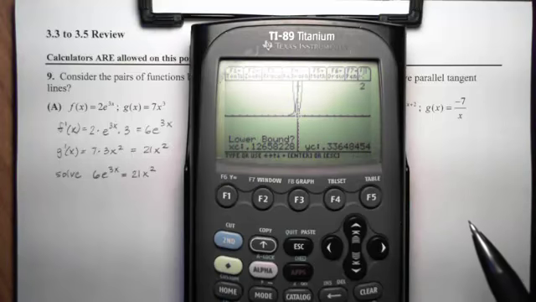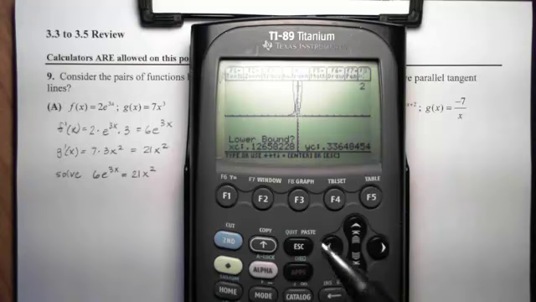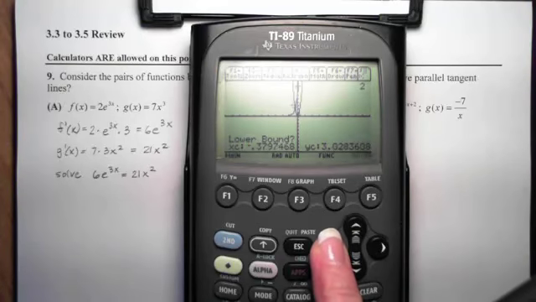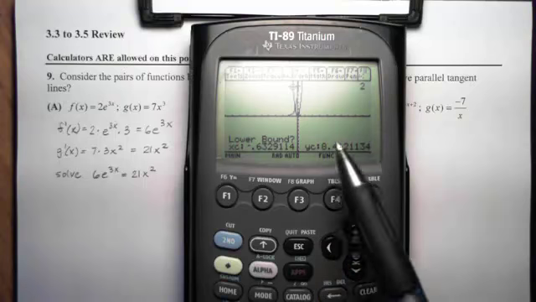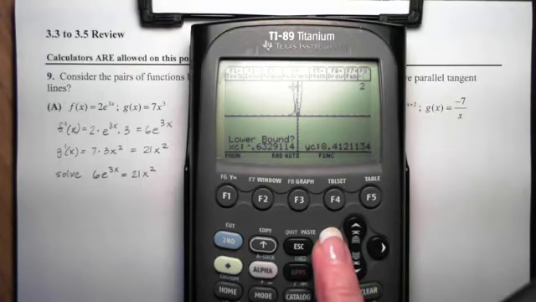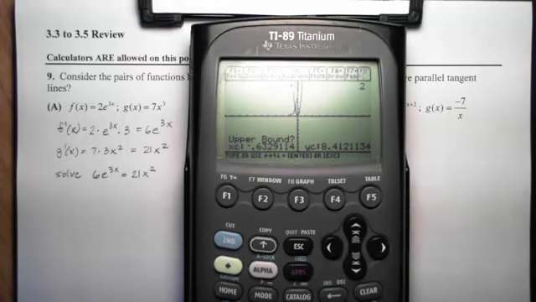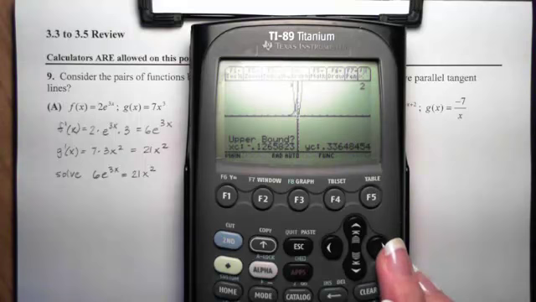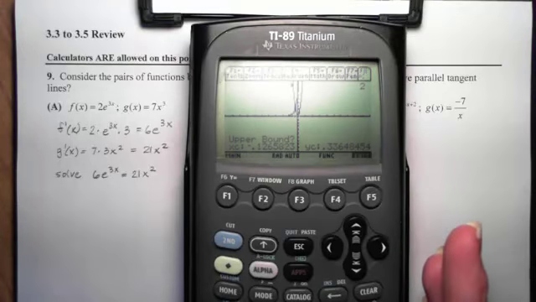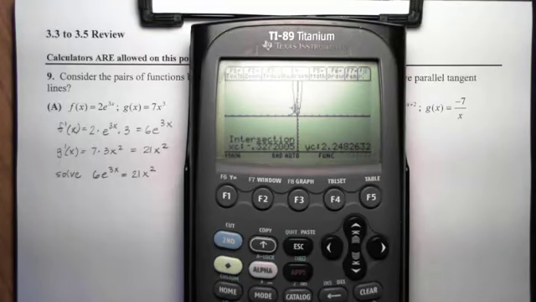Now, what's a little different is that on the 84, it will ask for the guess, and here it just asks for the lower bound. So lower bound means we need an x value that is less, that means further to the left, than the intersection. So I move past that intersection using my arrow buttons. There I'm to the left, I can hit enter, and then it asks for an upper bound. So that's someplace on the right of the intersection. So I move to the right of it and hit enter, and then it will find it for me.